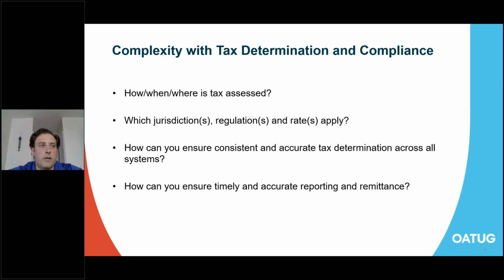With a lot of our rules, they are specific to certain types of products. So a jurisdiction might charge a standard rate on one product and might charge a special rate on another product, or even certain complexities like conditional rules around usage. So if you're selling a product to one type of customer, it might change the taxability versus selling it to a different type of customer. So how can you ensure consistent and accurate tax determination across all of your systems?